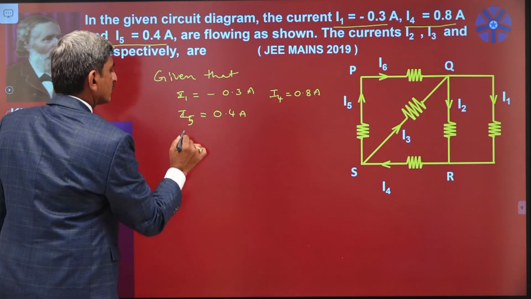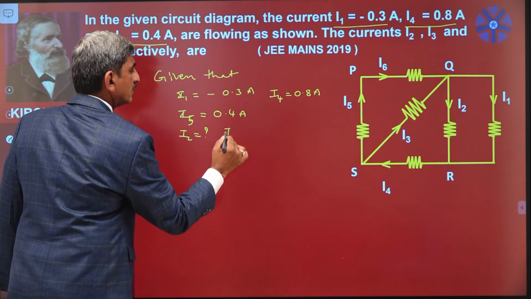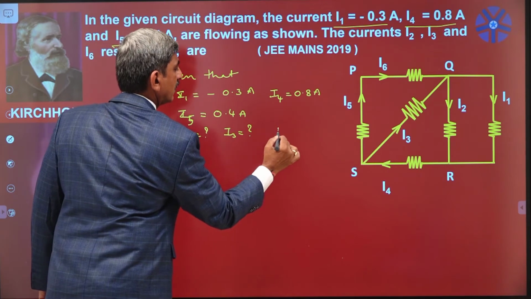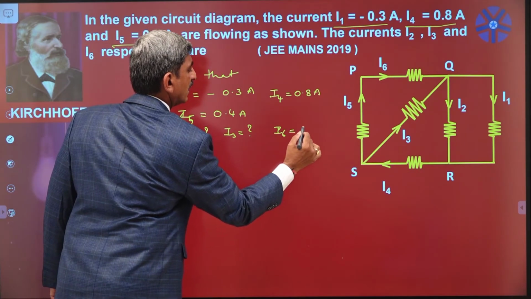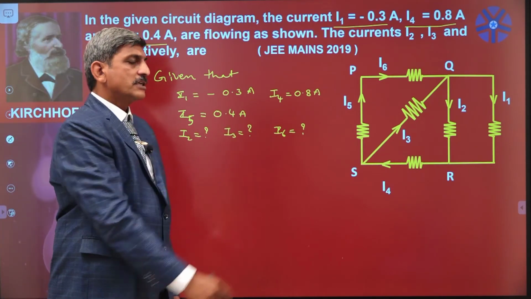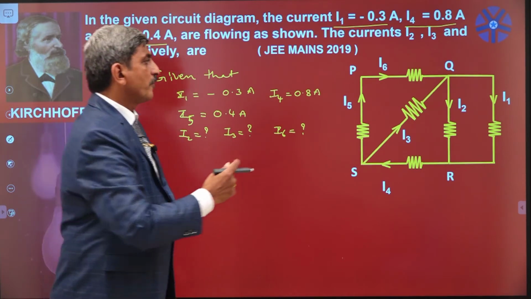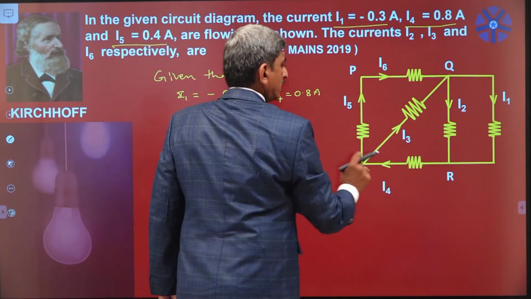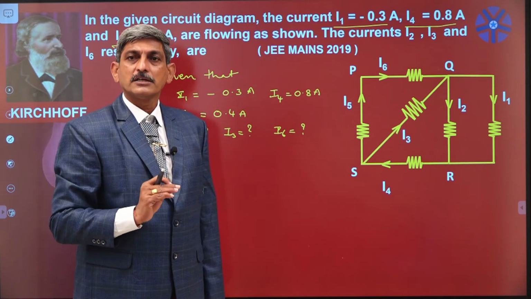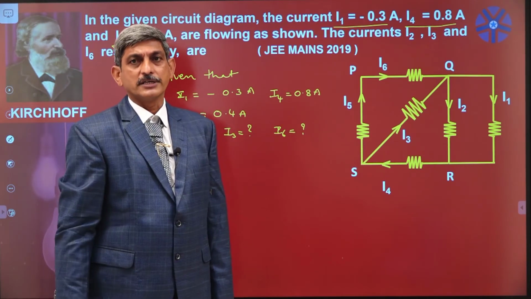We want to find out I2 value, I3 value and I6 value. This is the question. So in this circuit there are different points P, Q, R, S like this. We are going to apply the Kirchhoff's current law for this electrical network to determine the unknown currents.